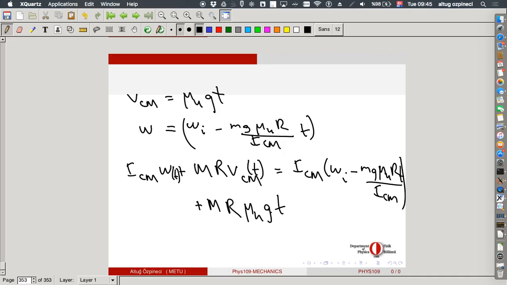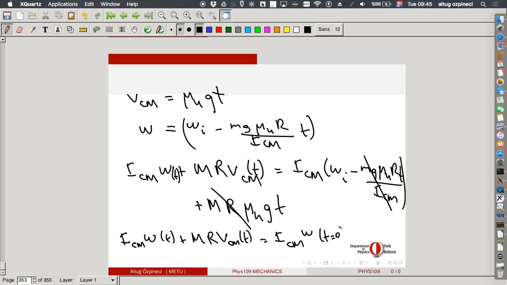Well, let's see here, if we just multiply this term with this term, we get m g mu k r times t. This is a minus sign, this was a plus sign, so they will cancel each other. So this term cancels this one. So I center of mass omega at the time t plus m r v center of mass at the time t is equal to I center of mass omega I, which is omega at the time t equal to 0, plus m r v center of mass at the time t equal to 0.